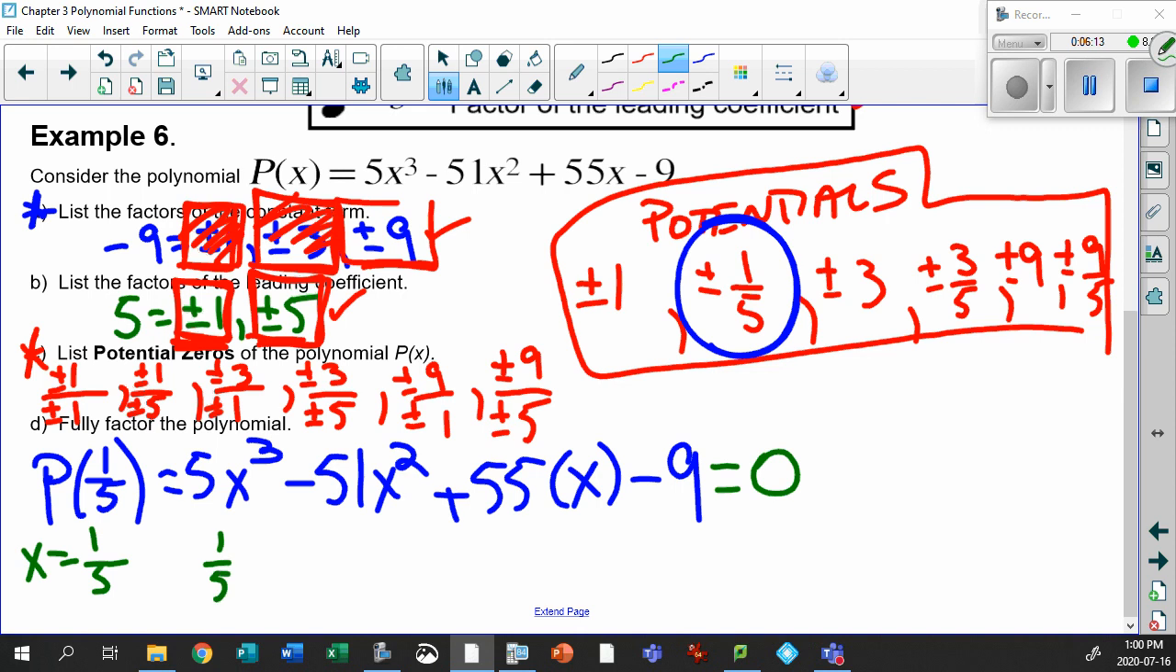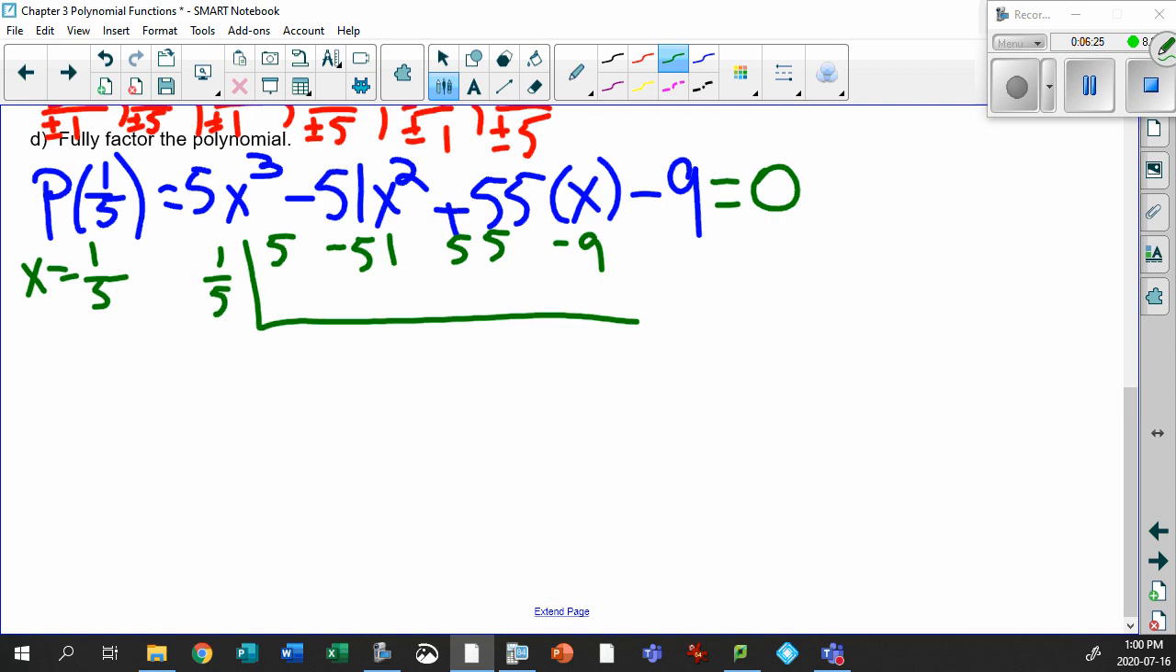1/5, 5, minus 51, 55, and minus 9. Oh my God, this is going to be really bad. This has to give us 0. Otherwise, 1/5, what we did in the calculator was wrong. Okay, so how do we do this? Drop the 5. Okay, 5 times 1/5. Oh, 5 times 1/5 is just 1.